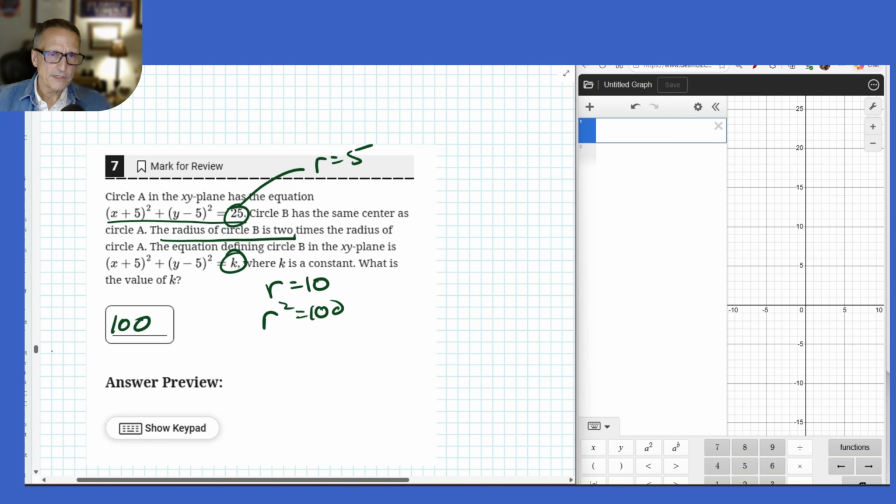So students that miss this maybe forget that when they're working with these circle equations in the xy plane, that this is not the radius, right? It's the square of the radius. So you have to square root it to get to the radius, and then you have to double the 5 to make 10, then square the 10 to find that constant for the other circle.